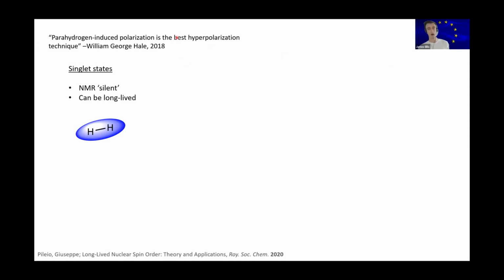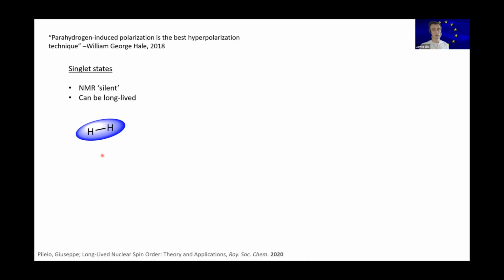I have a quote here: para-hydrogen-induced polarization is the best hyperpolarization technique. I think there's just about no doubt over that. But maybe we don't often think about why that is true. Of course, para-hydrogen is very cheap and it's easy to use. But one of the biggest advantages is that para-hydrogen is extremely long-lived.